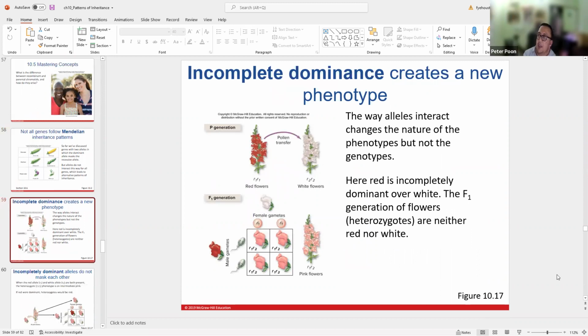Incomplete dominance creates a new phenotype. Incomplete dominance is where one gene is not strong enough to be dominant over the recessive, and you get somewhat of an intermediate phenotype. So with incomplete dominance, red and white make pink, because you do not get enough of the red gene to make all red, but you have enough of it to make it not white.